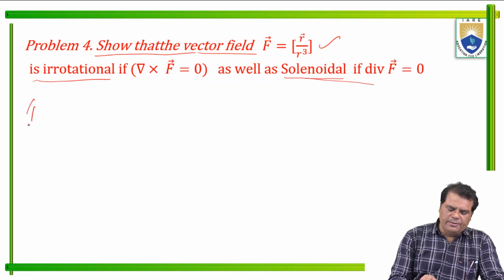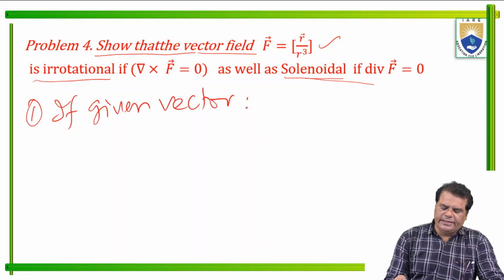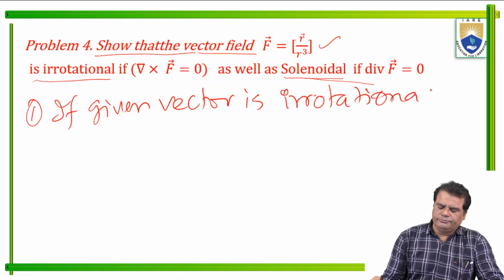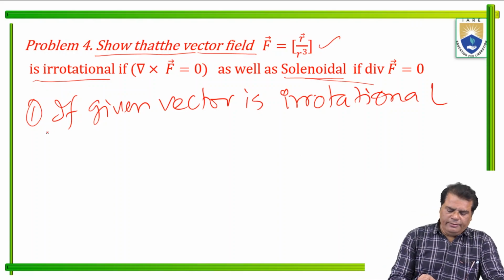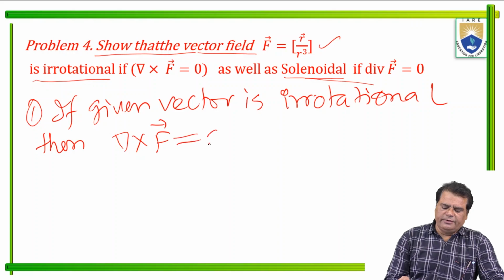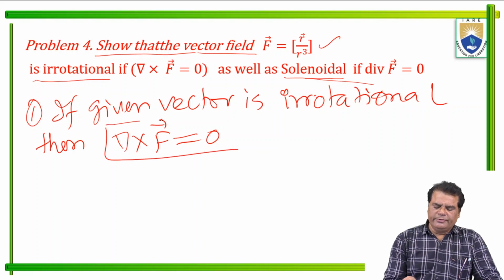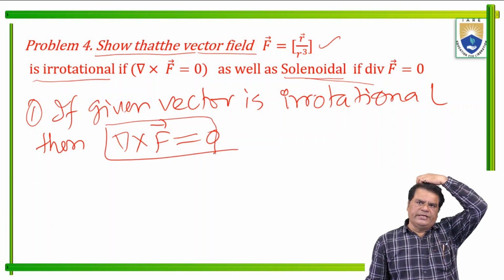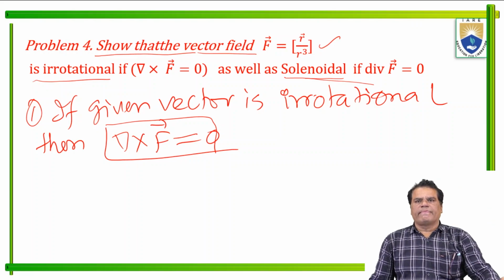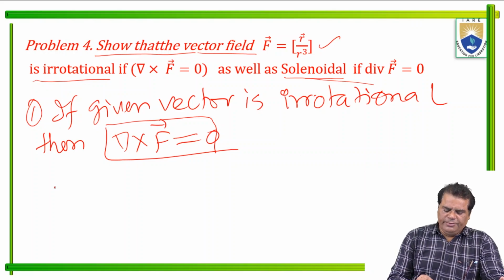So now number 1 point, if the given vector is irrotational, then del cross f, this condition must be verified. If this condition is verified, then the function is an irrotational vector field. So here we discuss this.